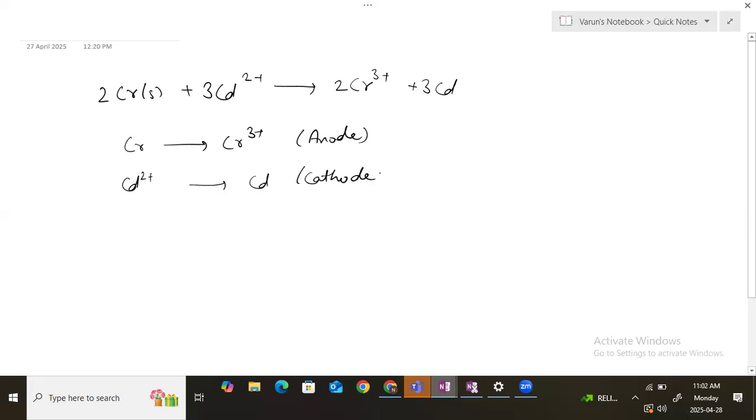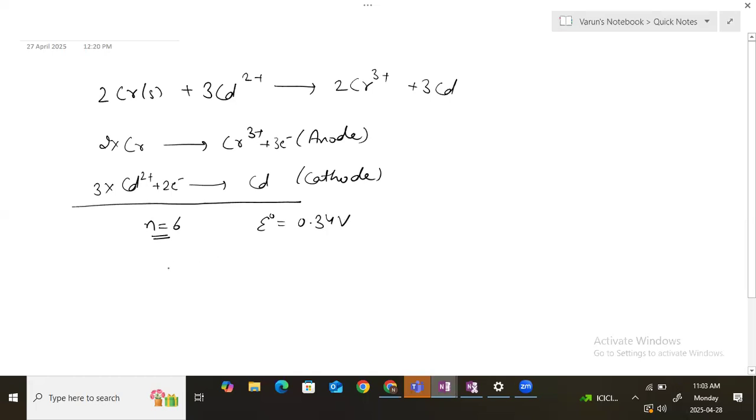Can I write this? Reduction at the cathode and oxidation at the anode. If I write it like this, then there will be 3 electrons and 2 electrons. So I can multiply this reaction with 2 and this with 3. In this case, my n will be 6. The E naught that you were given was 0.34 volt.